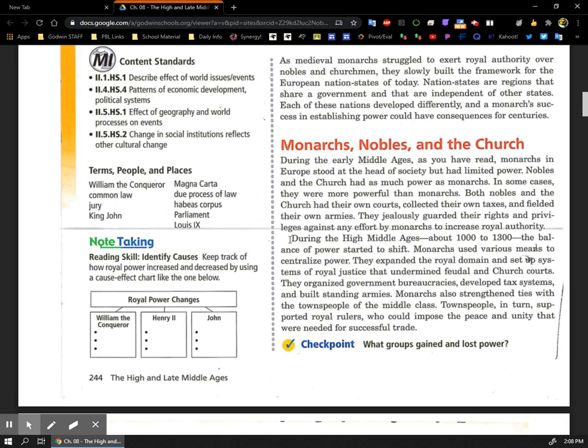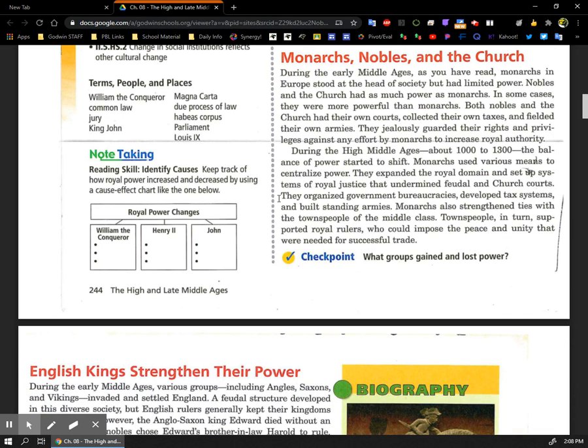During the High Middle Ages, about 1000 to 1300, the balance of power started to shift. Monarchs used various means to centralize power. They expanded the royal domain and set up systems of royal justice that undermined feudal and church courts. They organized government bureaucracies, developed tax systems, and built standing armies. Monarchs also strengthened ties with the townspeople of the middle class. Townspeople, in turn, supported royal rulers, who could impose the peace and unity that were needed for successful trade.